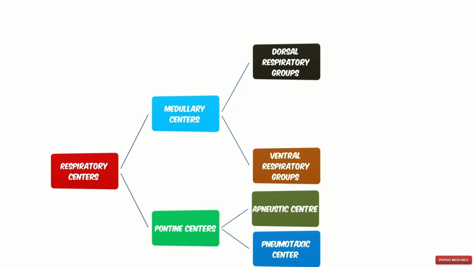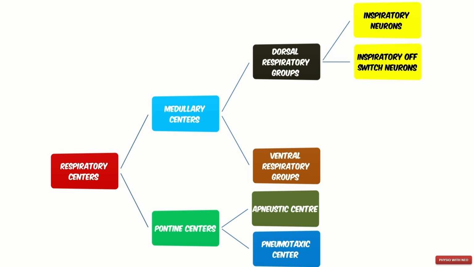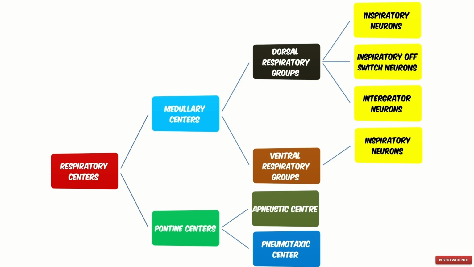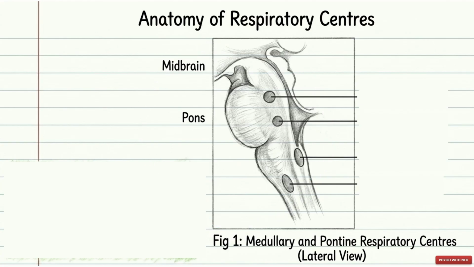Now the dorsal respiratory group has 3 types of neurons: inspiratory neurons, inspiratory off-switch neurons and integrator neurons, whereas the ventral respiratory group has 2: inspiratory neurons and expiratory neurons. So in less than 30 seconds, the examiner understood your structure, and remember, a structured answer always looks intelligent. Now after the flowchart, this is the next area to score maximum marks, that is the medullary and pontine respiratory center.